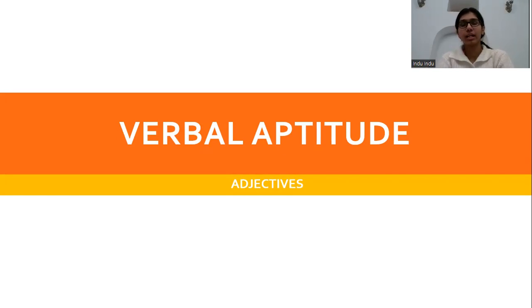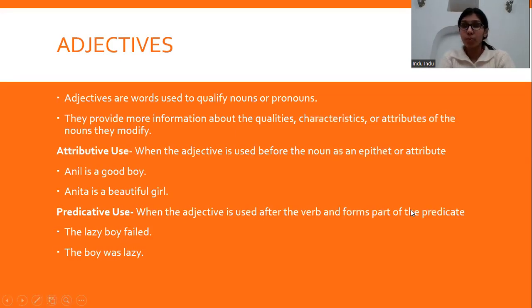And in this class, we would be understanding the adjectives. So, what are adjectives? Adjectives are words used to qualify nouns or pronouns, right? They provide us more information about the qualities, characteristics, or attributes of the nouns they modify, right? So they can either have an attributive use or a predicative use.